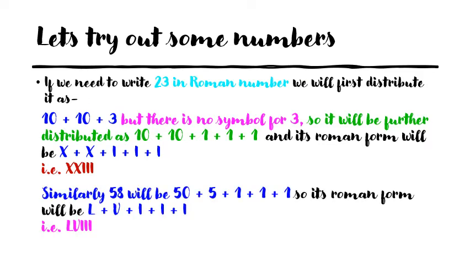Let's take another number, that is 58. Now 58 can be distributed as 50 plus 5 plus 1 plus 1 plus 1. Now what is the symbol for 50? L. For 5, V, and for 1 is I. Hence the Roman number for 58 will be LVIII.